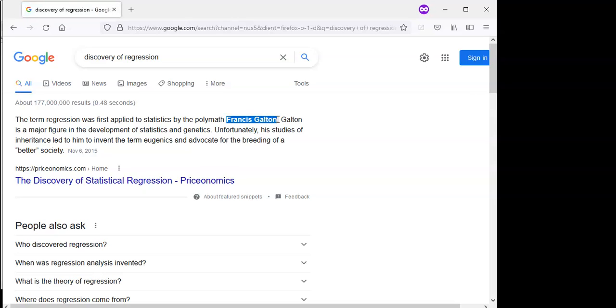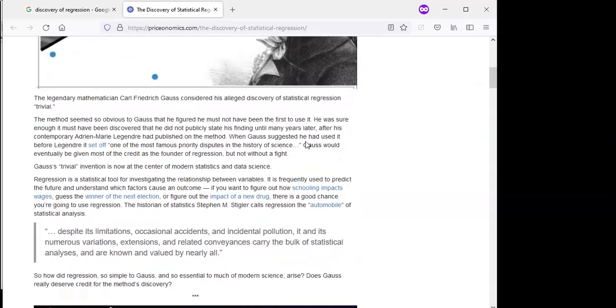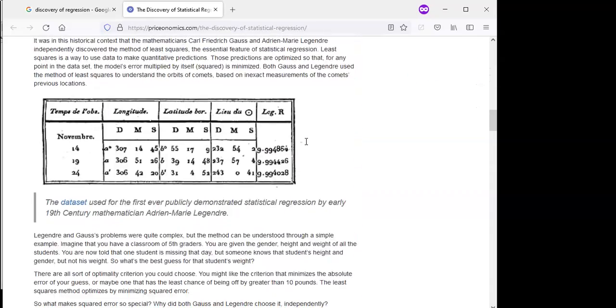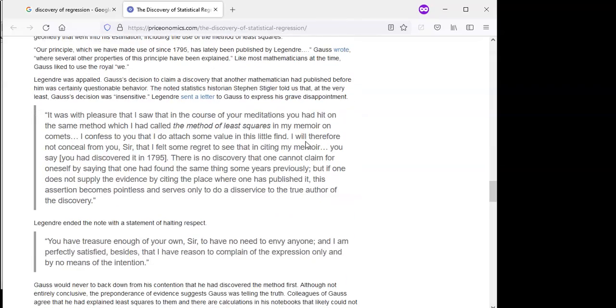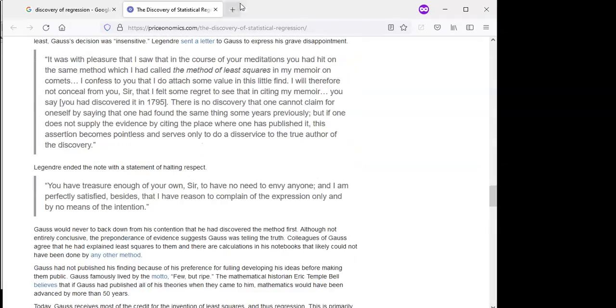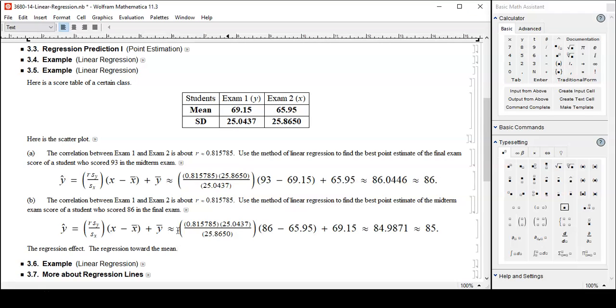Yeah, Francis Galton. That was the name of the mathematician. Anyway, when Francis Galton published all these results, he used exceptionally higher numbers and showed that we have regression toward the mean.